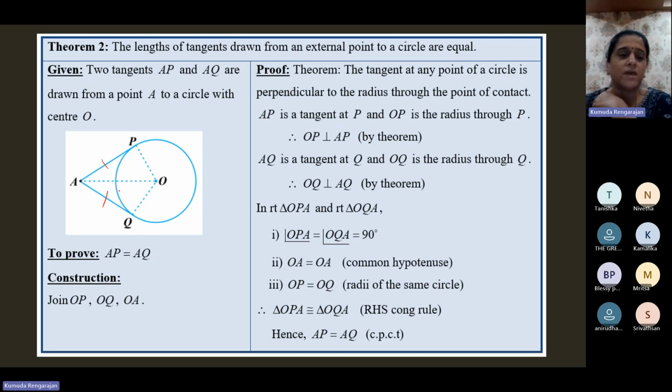It's a theorem. For this, you'll have to show that these two triangles are congruent, and by CPCT, you get the result AP is equal to AQ. So the tangents from an external point of the circle are equal in length.